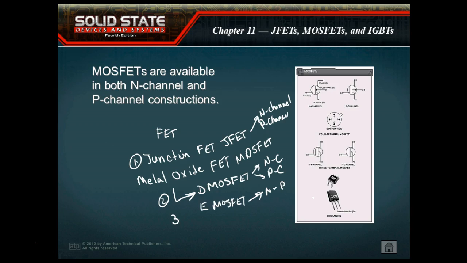We got a P channel and an N channel D MOSFET, and we got a P channel and an N channel E MOSFET. And we'll see which one the book covers first. Looks like they're covering the D MOSFET right here. And notice we have 3 leads. These guys will come with either 3 leads or they'll come with 4 leads.